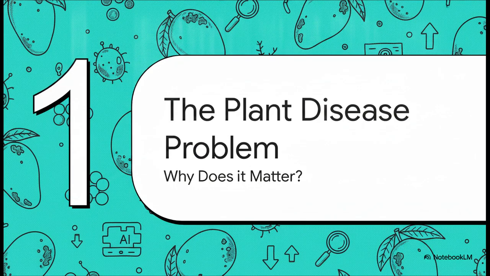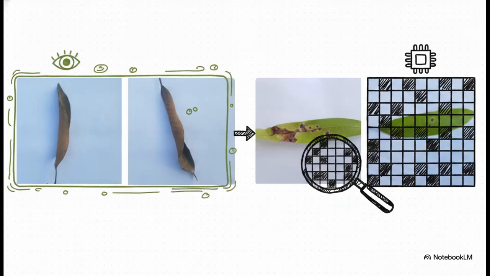The plant disease problem. So, why does all this actually matter? Well, agriculture is basically the backbone of human survival, but it is under constant threat. Take mangoes, for instance. They yield a massive 50 million metric tons globally, but fungal and bacterial diseases can absolutely decimate entire crops if they aren't caught early.